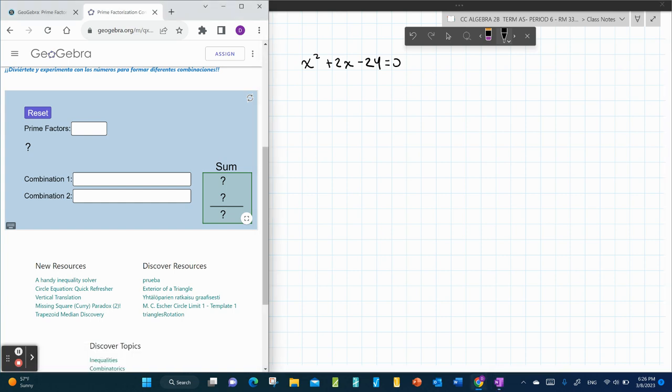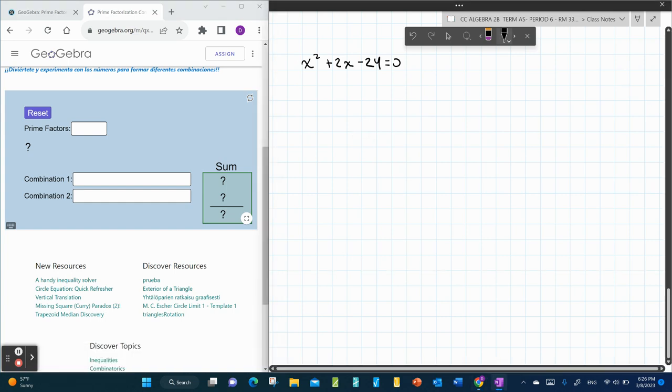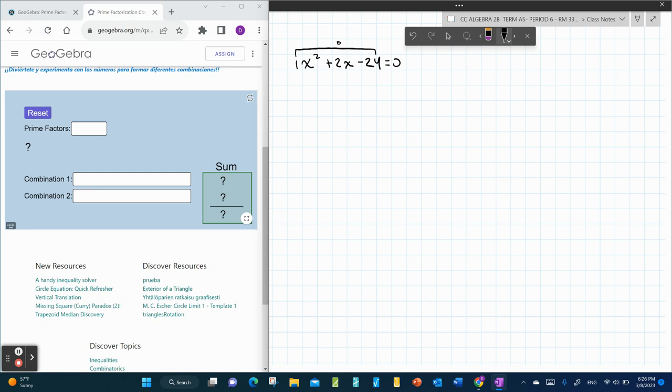Now, what I'm going to do is I'm going to start by putting a 1 here in the front, and I'm going to begin by setting it up like this with the times tables. So what I'm really basically saying to myself is I'm going to take 1 and negative 24, I'm going to multiply. So that sets me up. Two numbers have to multiply to equal negative 24, while at the same time, those same two numbers are going to add up to be equal to 2.